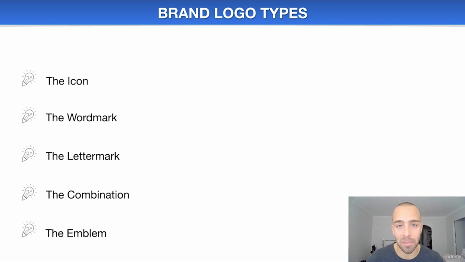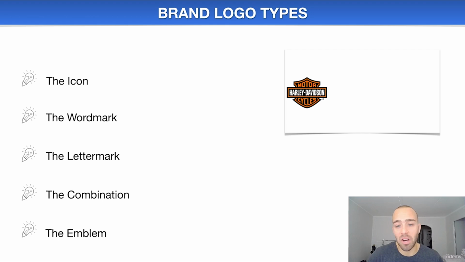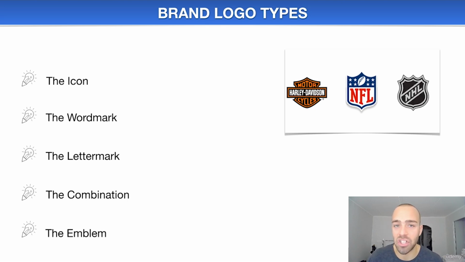And then we're having the emblem. The emblem would be Harley Davidson, for example. It's more or less like a shield, and then inside of the logo or the shield, you're having a text written. So Harley Davidson has this kind of logotype, and then the NFL, the American Football League, has it also, and then the NHL, the National Hockey League, you can see.